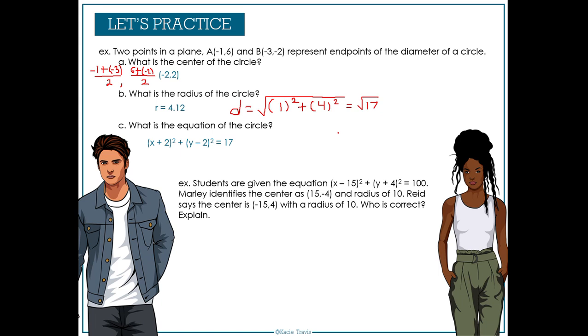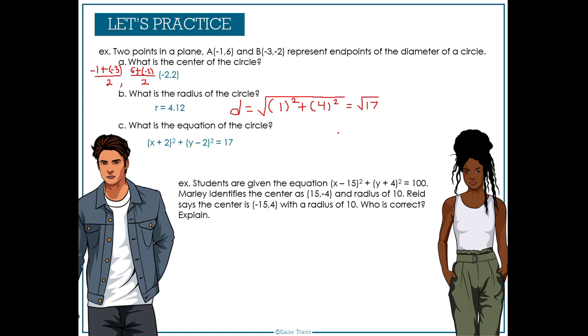All right. Next thing that they got us doing, we're looking at this equation here. x minus 15 squared plus y plus 4 squared is equal to 100. We have 2 students here. Marley identifies the center as 15, -4 and a radius of 10. Reed says the center is -15, 4 with a radius of 10. Which one of these guys is correct?